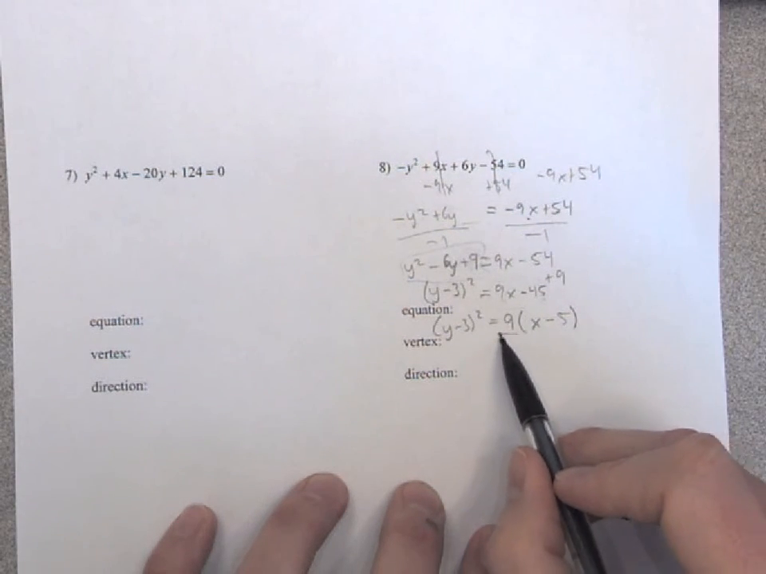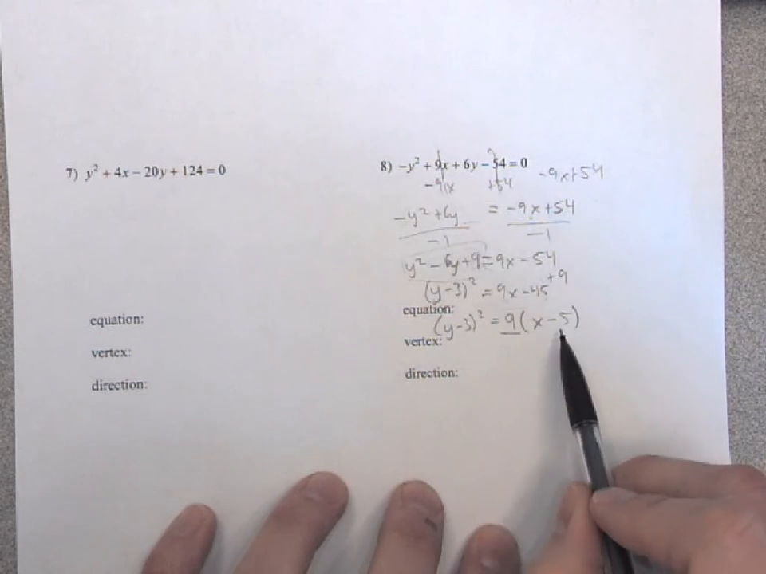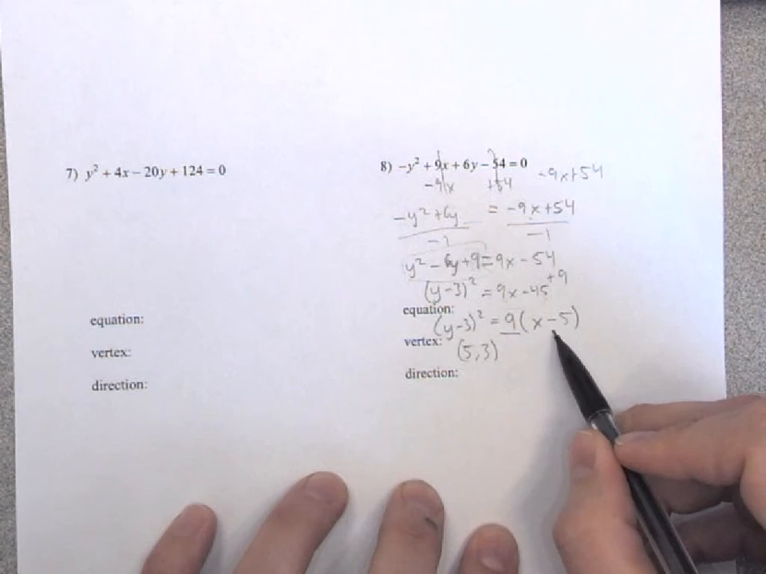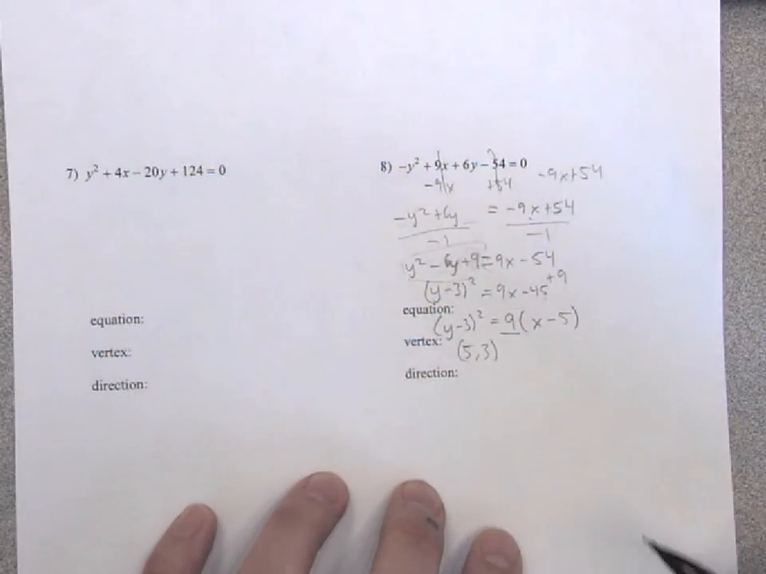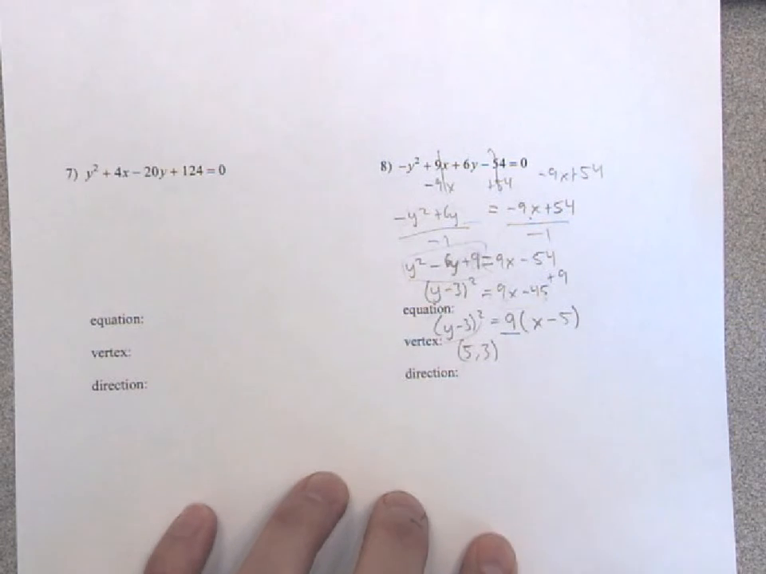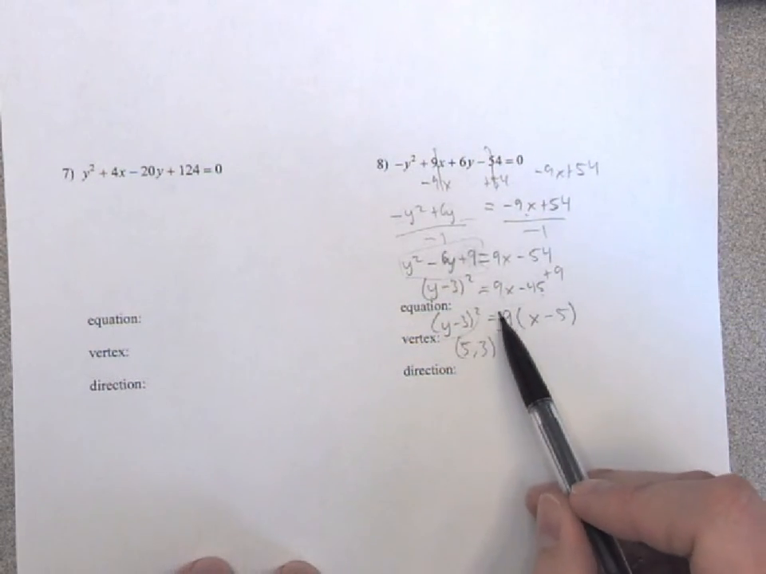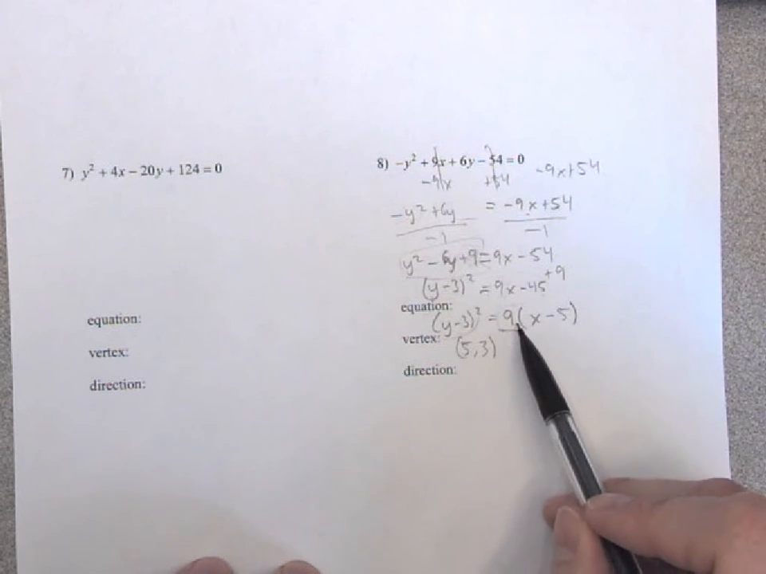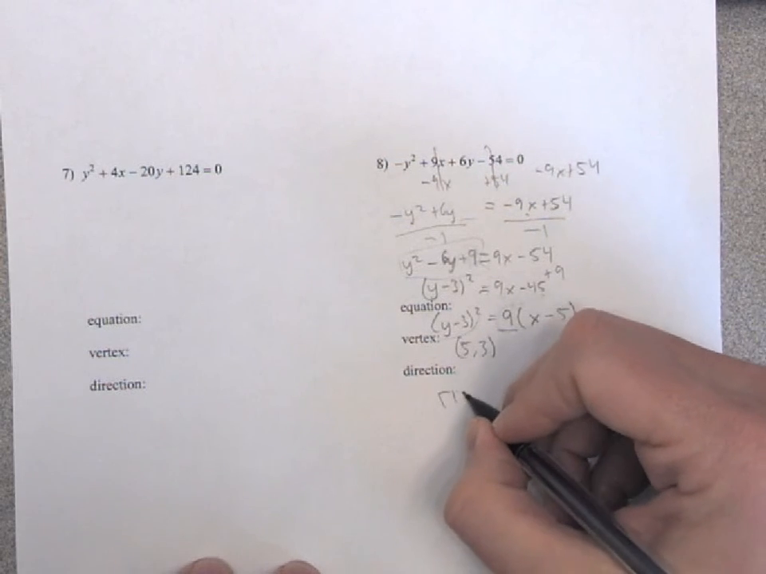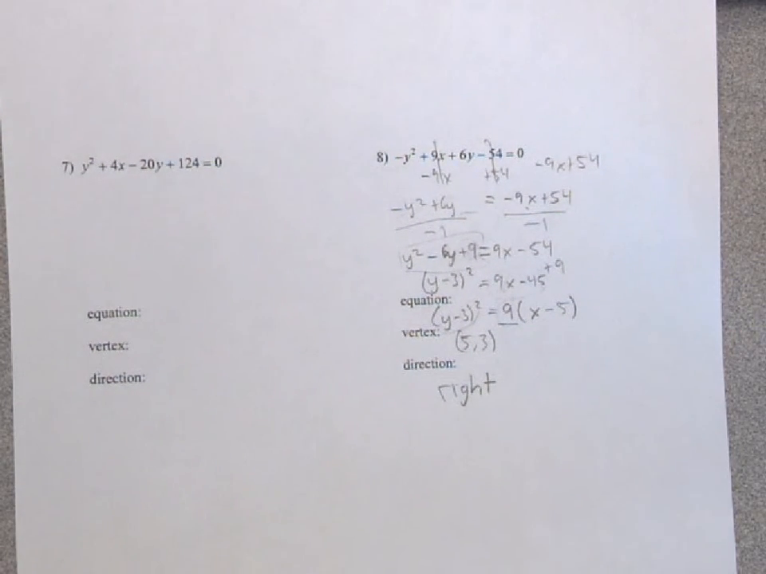This is the focal width right here, that 9. And then we also have the vertex here. So the vertex is going to be 5, 3, right? 5 from this and 3 from this. And then we need to find out the direction. Well, because this is a y squared parabola, you're going to open left or right. And because this piece right here is positive versus negative, this is actually going to open up to the right. So this is going to be a right opening parabola.